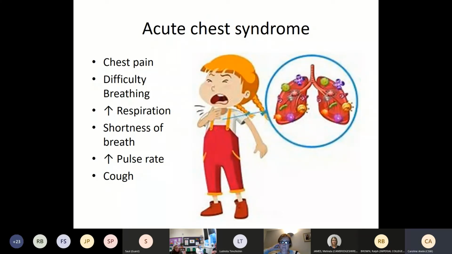Acute chest syndrome is another problem for sickle children, and it usually presents as a chest infection, or they might tell you it's chest pain. But any of these symptoms, chest pain, fever, difficulty in breathing, increased respiratory rate, shortness of breath, increased pulse rate, coughing, it's important that medical help should be sought, because with children with sickle cell disease, their immunity isn't that good and things can deteriorate quite quickly.